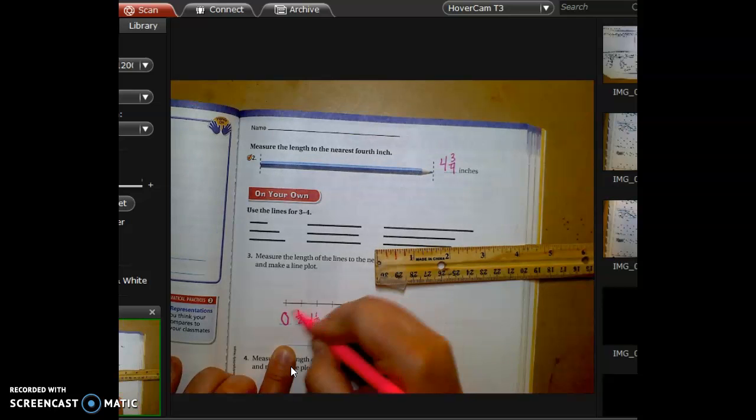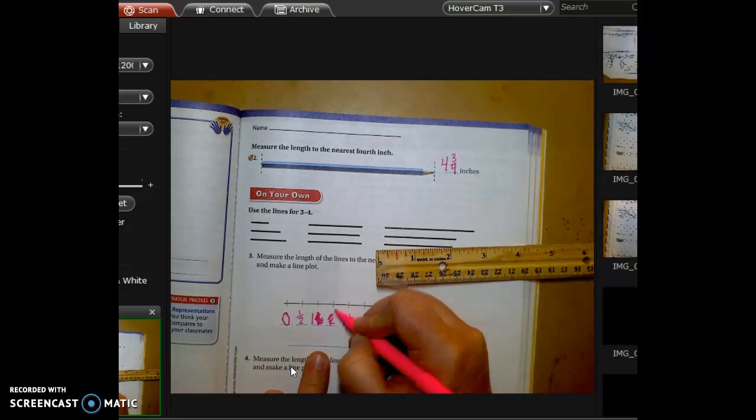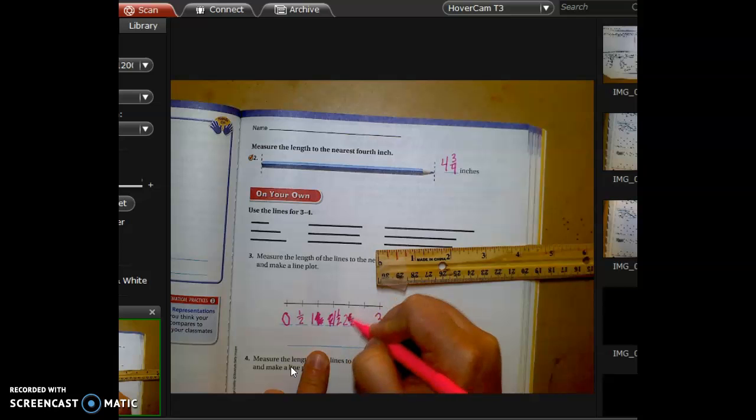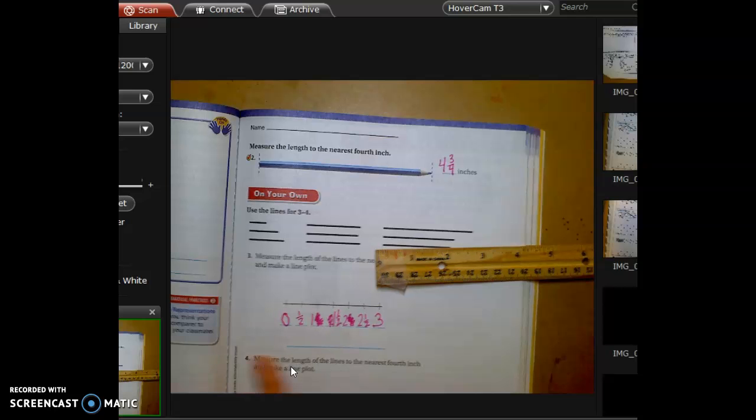Mrs. Shank is silly here, boys and girls. Sorry, that should be 1/2, 1, 1 1/2, 2, 2 1/2. There we go. Got to pay attention to what I'm doing. So we're going every half inch. Okay? And we always like to name our graph.